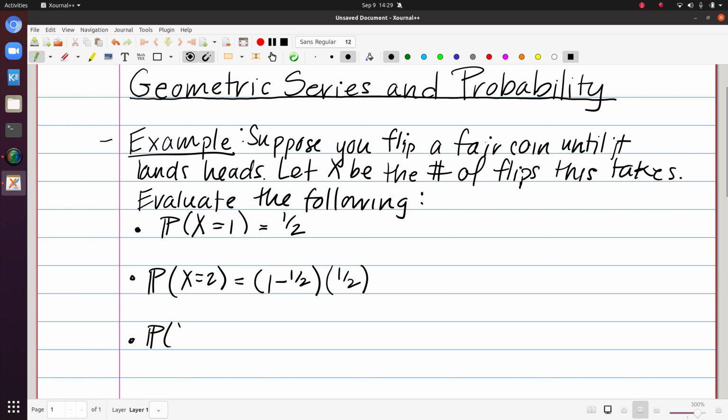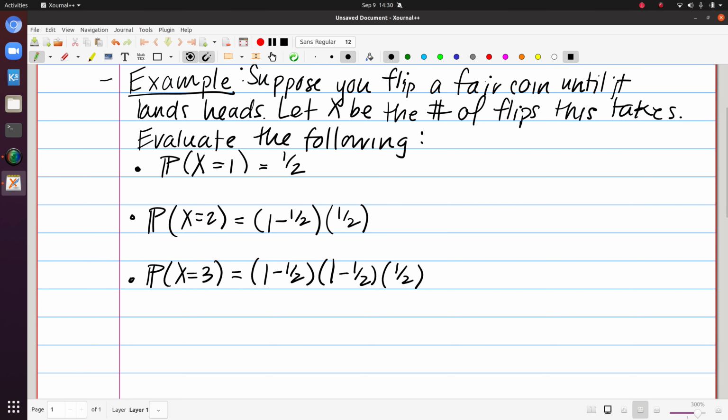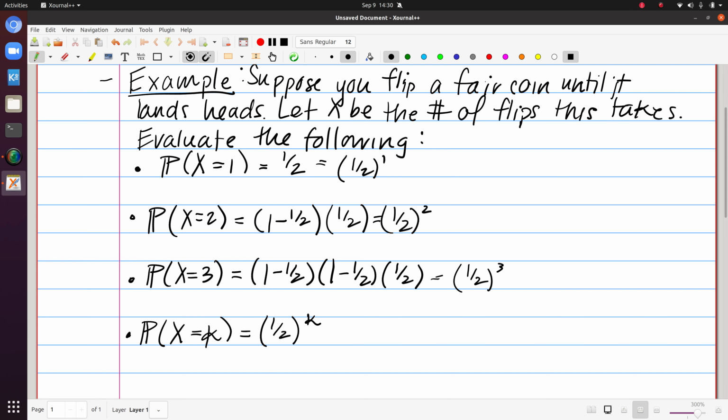I'm multiplying there because I'm assuming that the coin flips are independent. The probability that x is equal to 3, we could see that the first 2 coin flips do not land heads, and then the third one does. And now I want to come up with a general expression for the probability that x is equal to k, where we assume that k is some positive whole number. So I can take advantage of what I've seen above. Notice that I have 1/2 times 1/2 times 1/2. I have 1/2 cubed. Here I have 1/2 squared. Of course, this could be written as 1/2 to the first power. So from the pattern I see, I have 1/2 to the k.